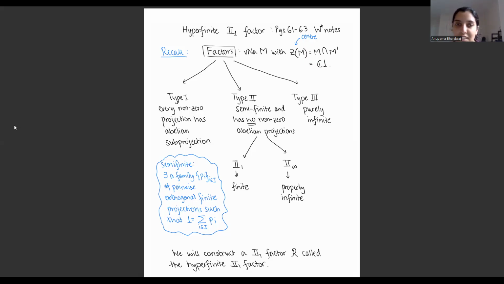Yeah. So I attended Goals last year and it was an awesome experience. And I guess today I'm going to be talking about the hyperfinite II_1 factor. I'm going to construct it and talk a little bit about this stuff.